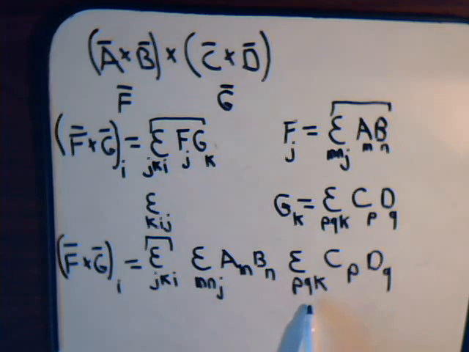Then here we can have the k, shift that over to there. That's another even permutation. Epsilon k p q.